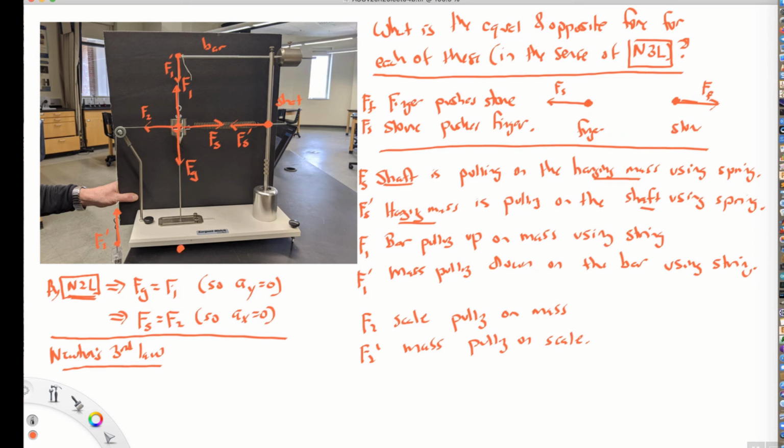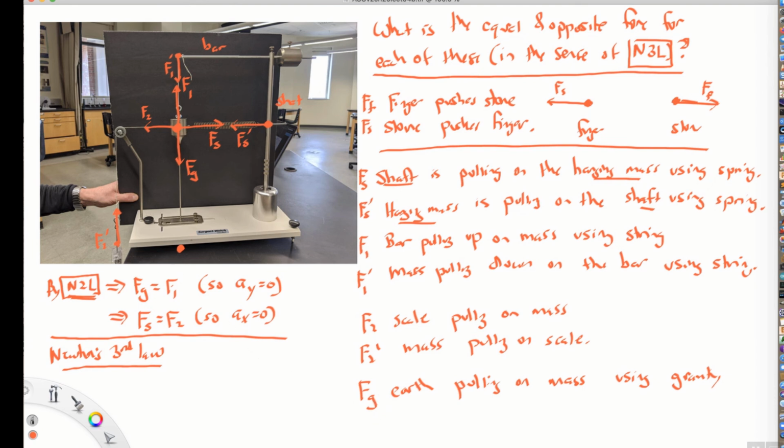So the Earth is pulling on this mass using gravity. So Fg would be the Earth pulling on the mass using gravity as the medium of communicating this force, in a similar way that the shaft was pulling on the mass using the spring as a medium. The Earth is pulling on this using gravity as a medium of this force.